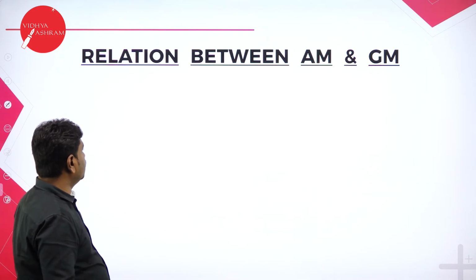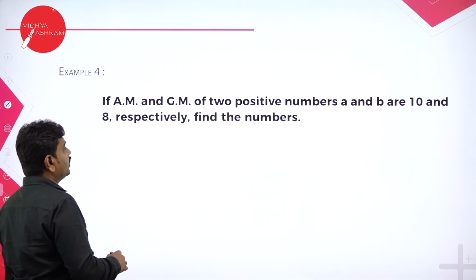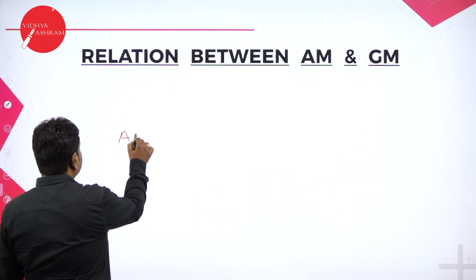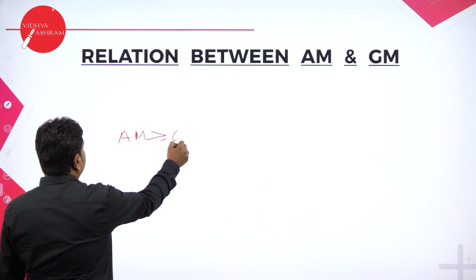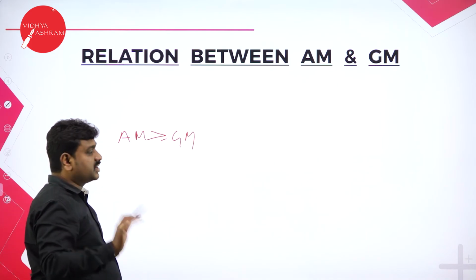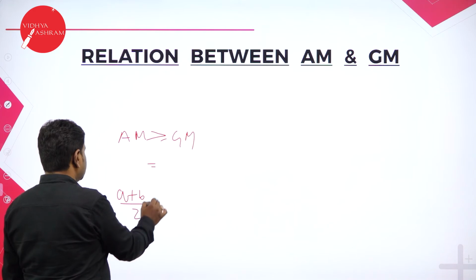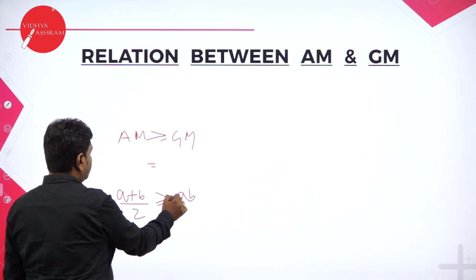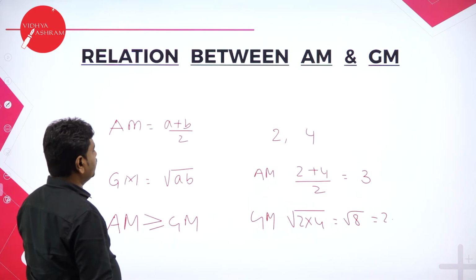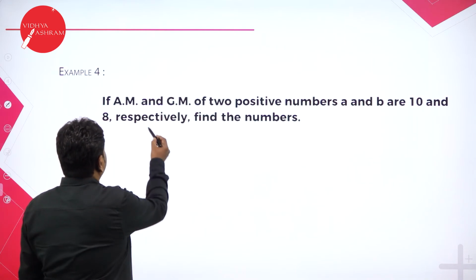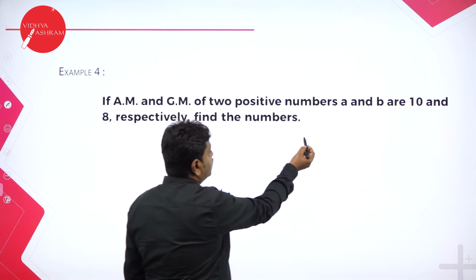Now coming to this, we have the relation. I told you the relation is: AM should be greater than or equal to GM. AM can never be less than GM. This is the relation. Means (A plus B) by 2 is always greater than or equal to root AB.